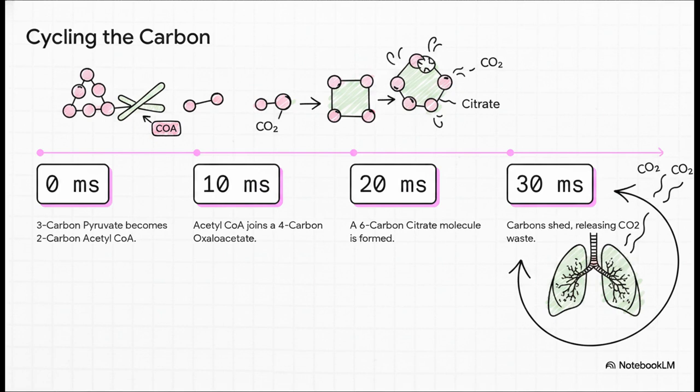Then, that 2-carbon molecule jumps onto a 4-carbon molecule, creating a 6-carbon molecule called citrate. And as this cycle turns, special enzymes are continually snapping carbons off. And what happens to those snapped-off carbons? Well, they're released as carbon dioxide. Yep, the very same carbon dioxide that you eventually exhale with every single breath.